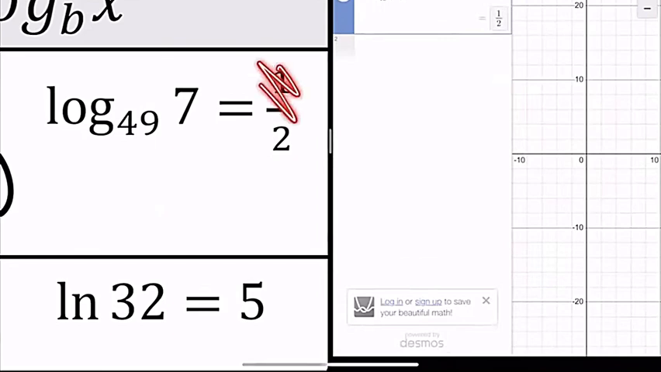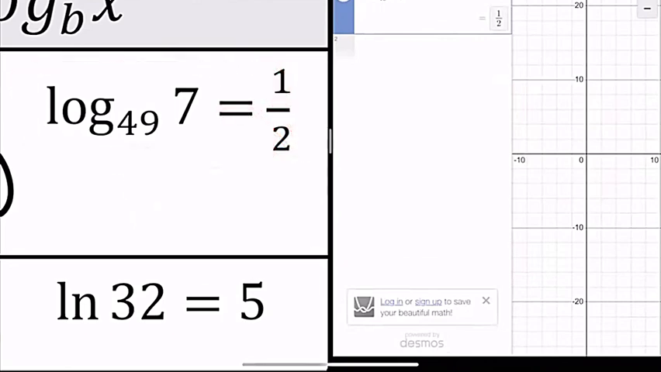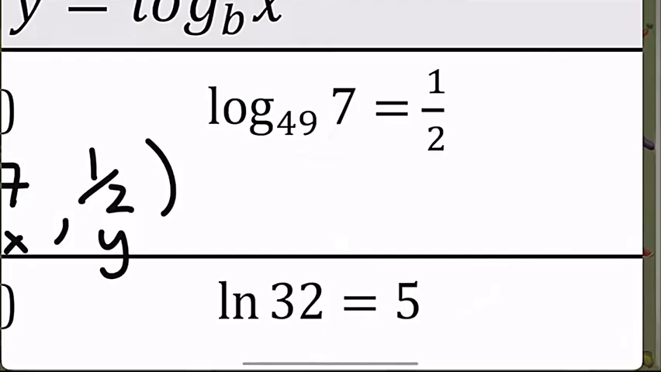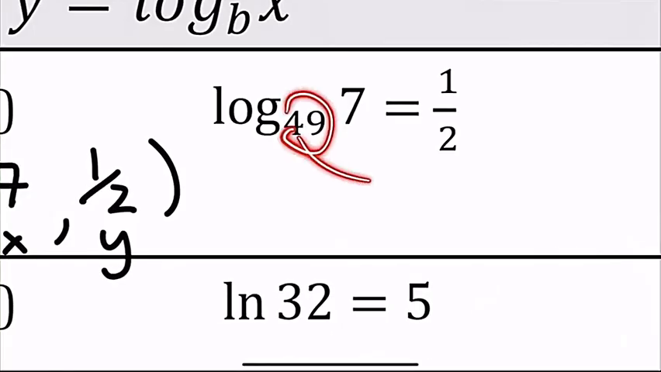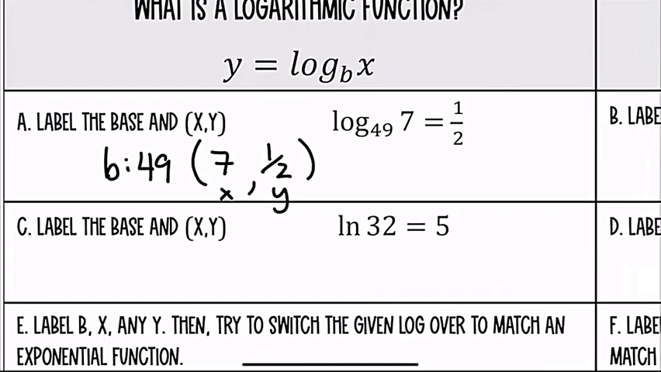One of our practice questions will just be putting these in the calculator. Or you can do them off the top of your head if you want to try. If you want to figure out 49 to the power of something equals 7, you can just kind of brainstorm what that number would be. And that's what it looks like.